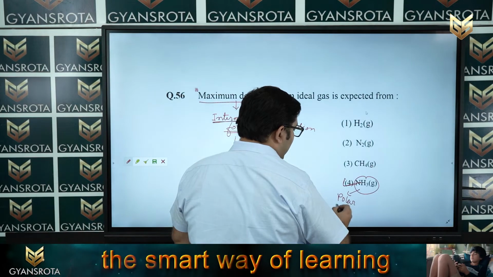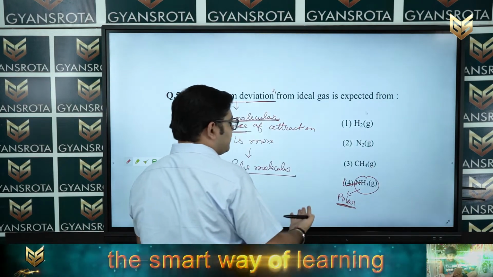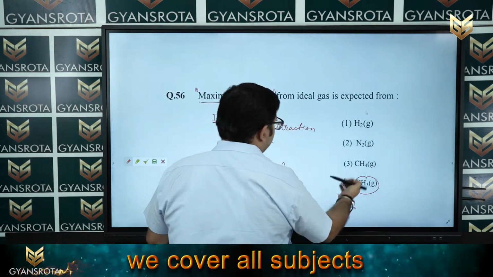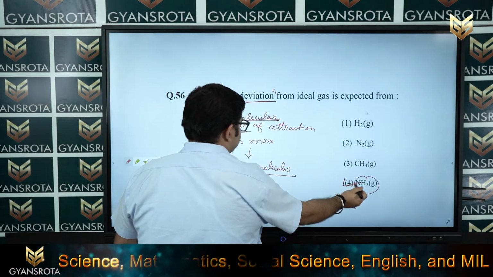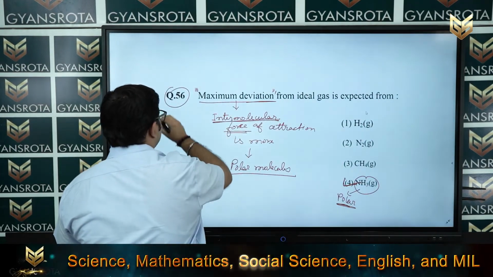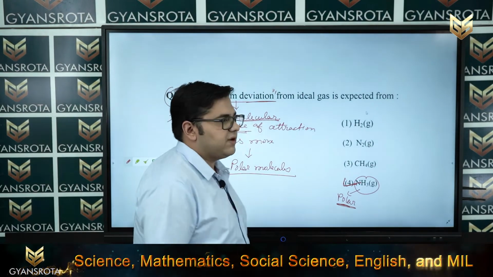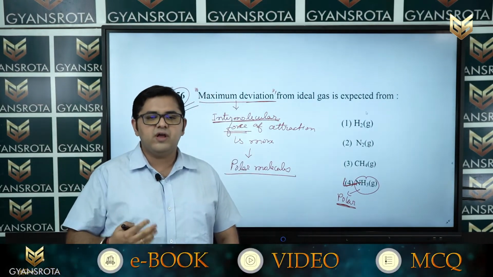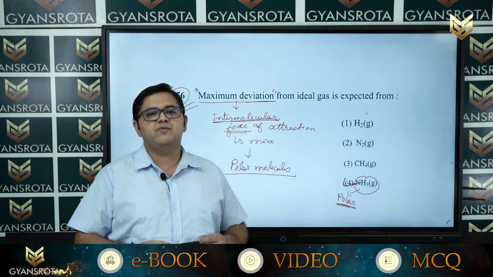So it is having the higher value of intermolecular force of attraction. When they are having a higher intermolecular force of attraction, they show the maximum deviation. So option number 4 is the correct answer of question number 56. So now we are moving to another question, that is question number 57.